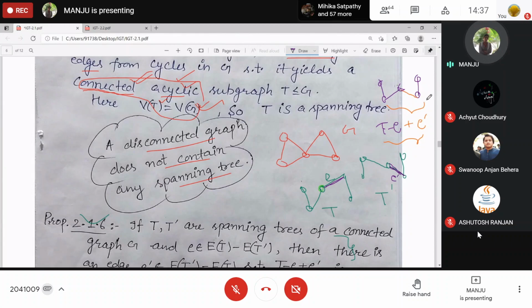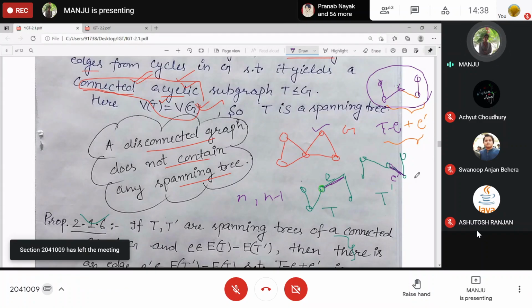Is this a spanning tree of this graph? Yeah, it will be a spanning tree, right? So spanning tree, you know that an n vertex tree will be having how many edges? N minus 1, na? Clear? And without cycle, right? So n vertices, n minus 1 edges. Here also n vertices, n minus 1 edges.